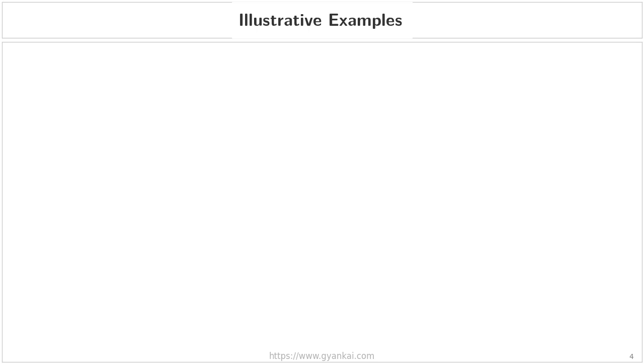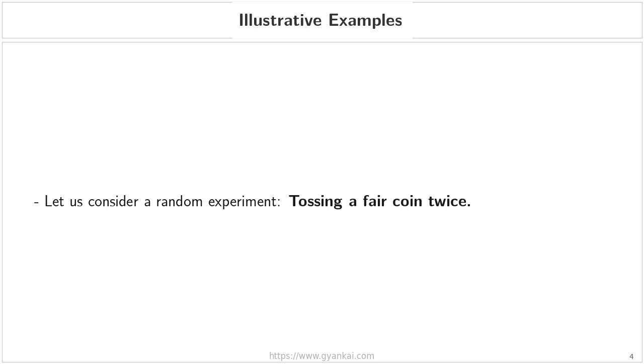Illustrative examples. Now that we have established the formal definition of a random variable as a rule that maps outcomes to numbers, let's move from theory to practice with some concrete examples. This will help you see how we can apply different rules to the exact same experiment. Let's consider a classic random experiment, tossing a fair coin twice.